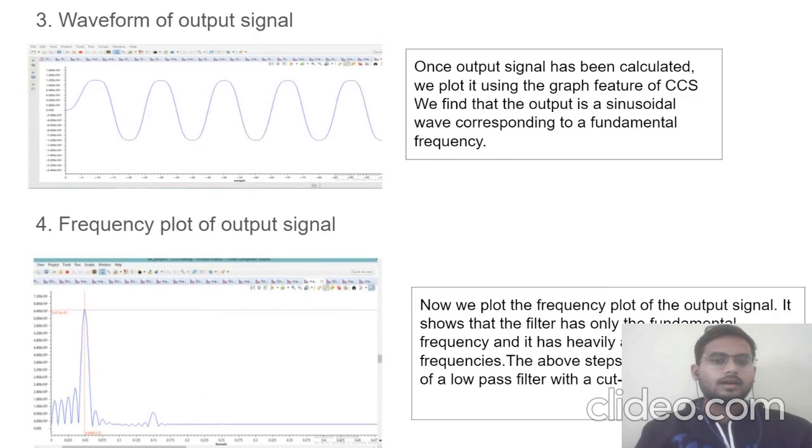Waveform of the output signal. Once the output signal has been calculated, we plot it using the graph features of CCS. We find that the output is a sinusoidal wave corresponding to the fundamental frequency. The frequency plot of the output signal: now we plot the frequency plot of the output signal. It shows that the filter has only the fundamental frequency, and it has heavily attenuated all the other frequencies. The above steps showed the design of a low pass filter with a cutoff frequency of 50 Hz.